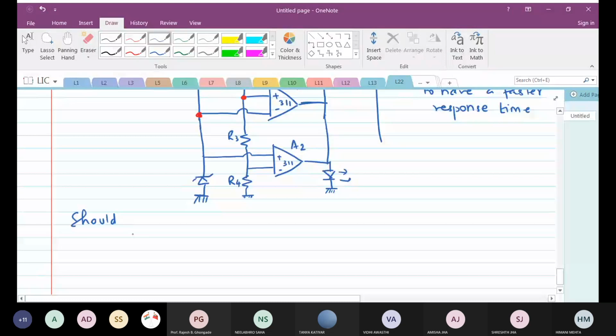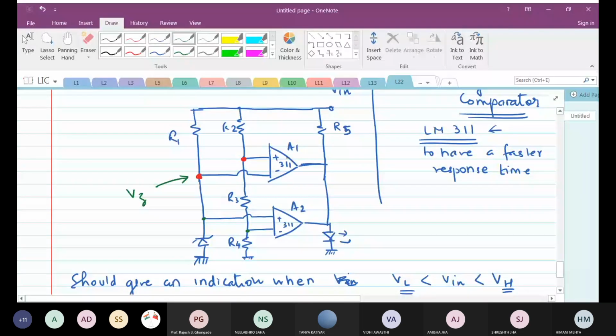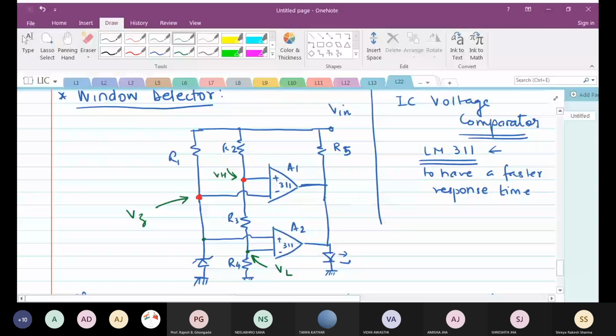So let us see how this works. What you're doing is comparing it with the set values. Basically, this is the reference value, Vz. And R2, R3, R4 is a potential divider. You design this potential divider in such a way as to have this point as VH and this voltage as VL. That's all. Now let us see how this works.